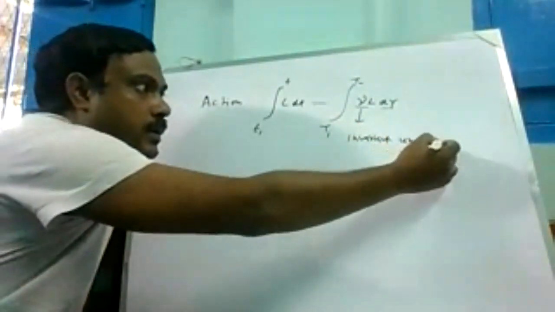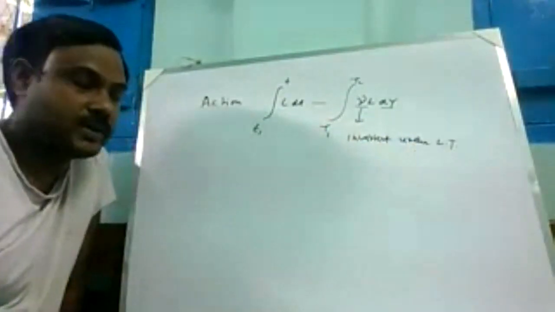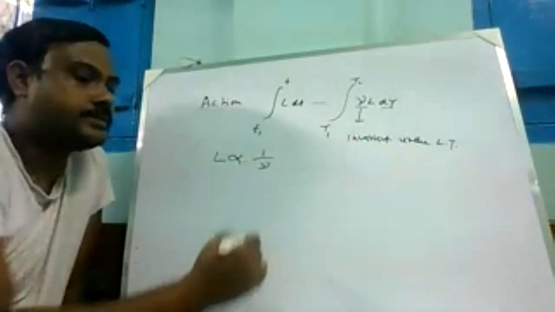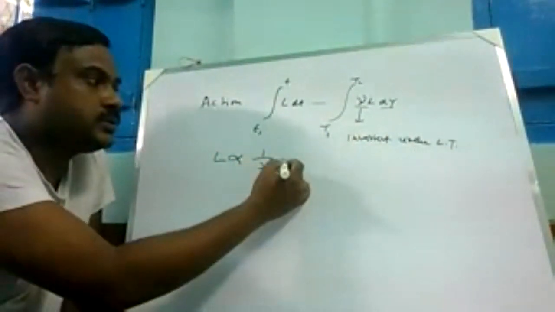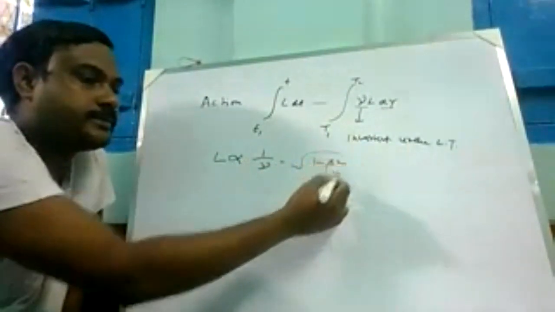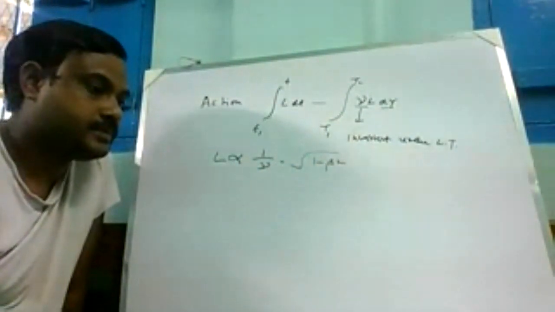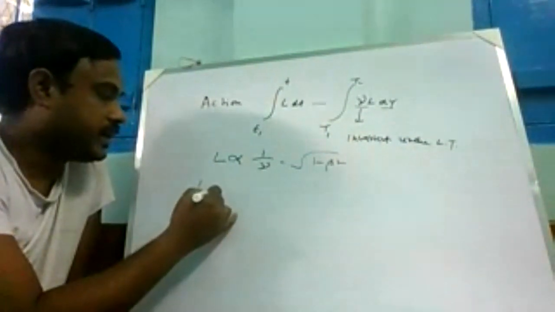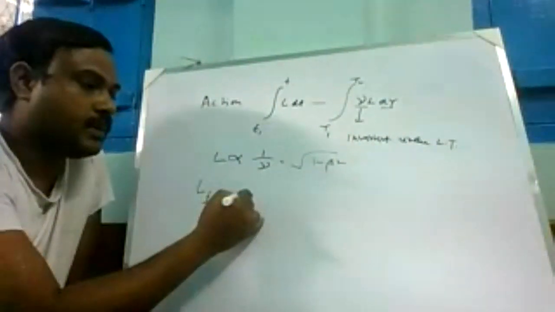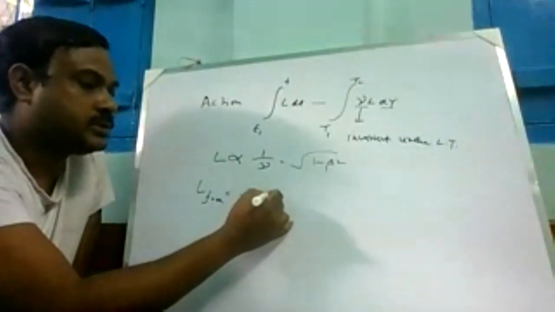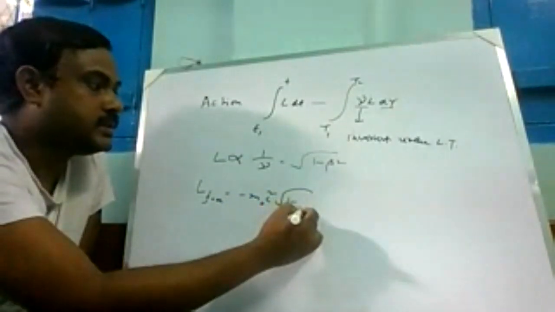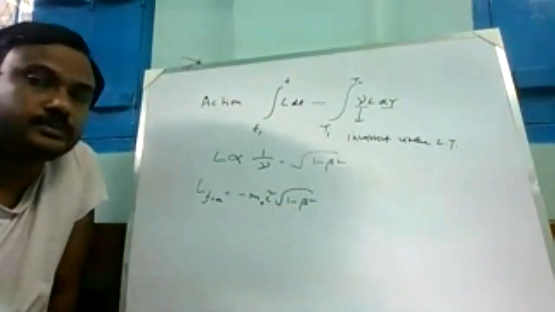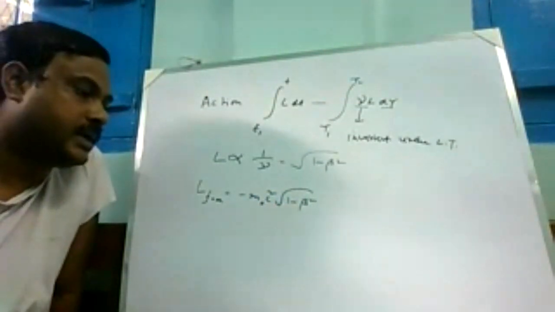Under Lorentz transformation, it should be invariant. Therefore, we propose L varies as 1 by gamma, which equals root over 1 minus beta square. So the suggestion is that for a free particle, the Lagrangian should be minus m0 c square root over 1 minus beta square. This is the free particle Lagrangian.